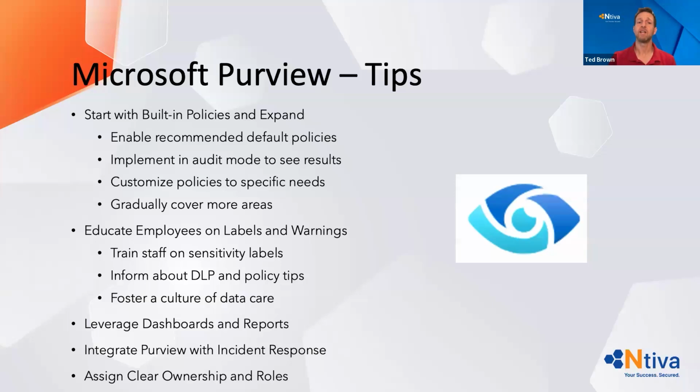Next, we're going to start taking a look at educating employees on the labels and the warnings. The governance tool works best alongside user awareness. Train staff on any sensitive labels that you introduce, what they mean and how they apply. Also, let everyone know that DLP is in place and they might see policy tips if they try to send restricted information. This turns Purview into a teaching tool.